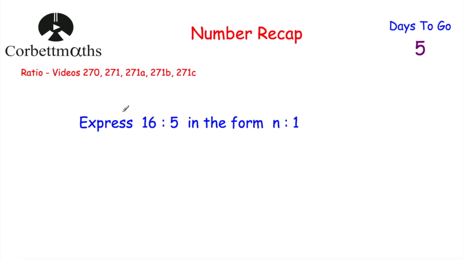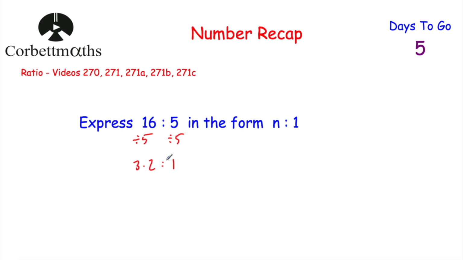Okay, now sometimes with ratio we're asked to express things in the form n to 1 or 1 to n. So what we're going to do is we're going to divide both numbers in this ratio by 5. So we're going to divide the left-hand number by 5 and the right-hand number by 5. 16 divided by 5 is equal to 3.2. And then 5 divided by 5 is equal to 1. So we've got it in the form n to 1.